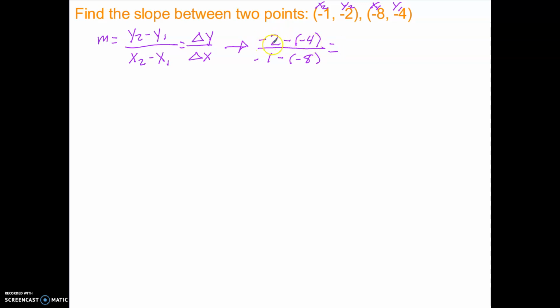And hopefully you're aware of your integers. So we have -2 plus 4 all over -1 plus 8. So if we're subtracting a negative, we're simply adding. So this is going to be -2 plus 4, which is +2. -1 plus 8 is going to be +7. So this is going to be our slope right here.